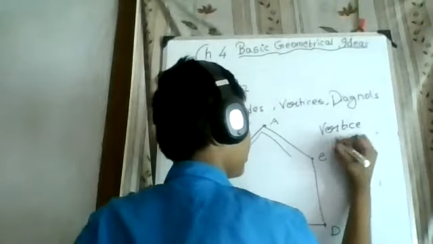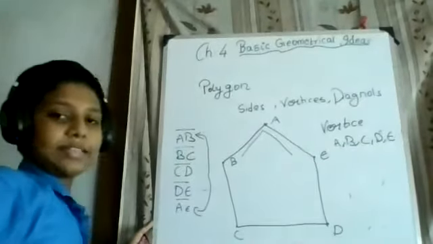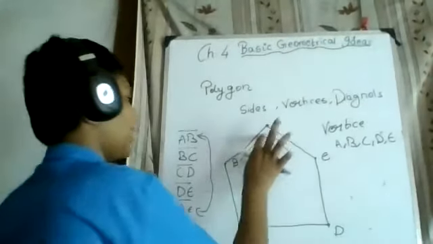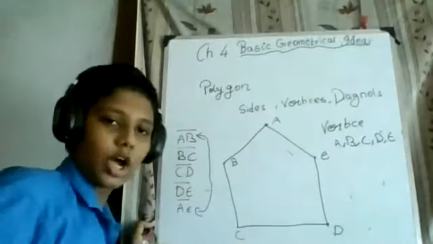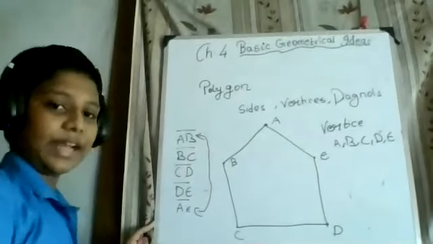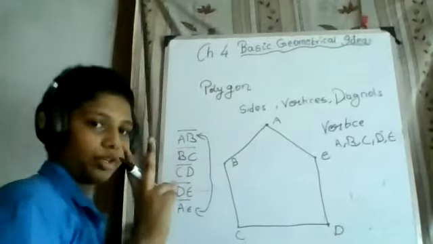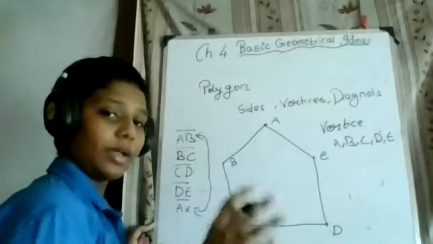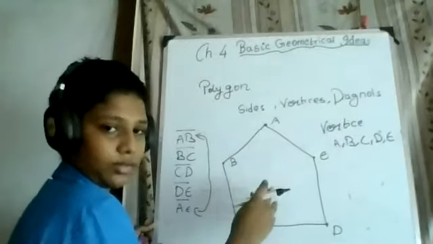A, B, C, D and E. And let us see diagonal. Okay, what is a vertex? Vertex means if 2 lines join, the point where 2 sides join is known as a vertex. Next, diagonal. Diagonal means 2 vertices join through the interior of a polygon.